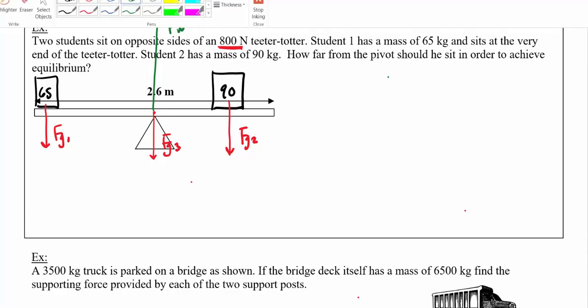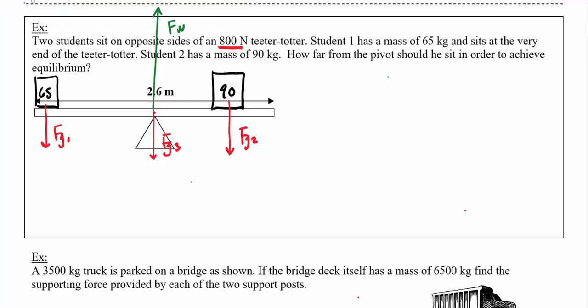My next step is to identify my pivot point. And again, it's a teeter-totter, so a fairly obvious point to choose might be the very center of the teeter-totter, where it teeters back. Okay, so I've diagrammed my forces and I've chosen my pivot. The next thing is to just label all my distances. So the distance from this first student to the center of the beam, I'll call that D1. And that would be half the length of the beam itself, which is 1.3 meters.